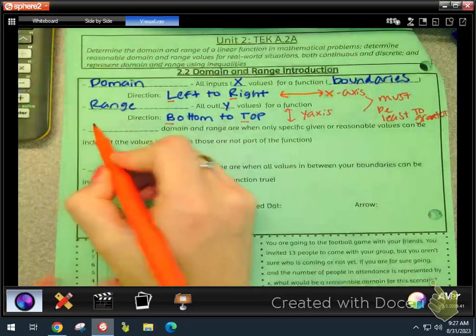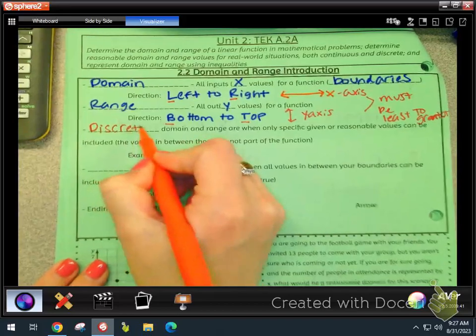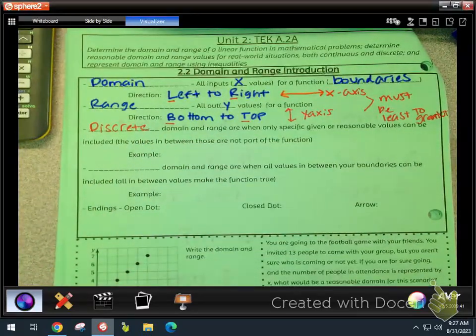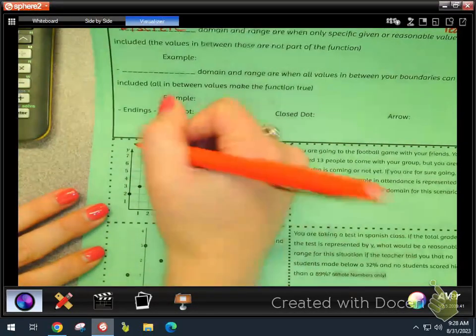So the next vocab word is discrete. Have we heard that word before? No? Yes? Maybe? We don't know? Well, guess what? We've got a definition for it right here. So discrete domain and range are when only specific given or reasonable values can be included. So I think the easiest way with a graph, these two graphs down here are discrete.